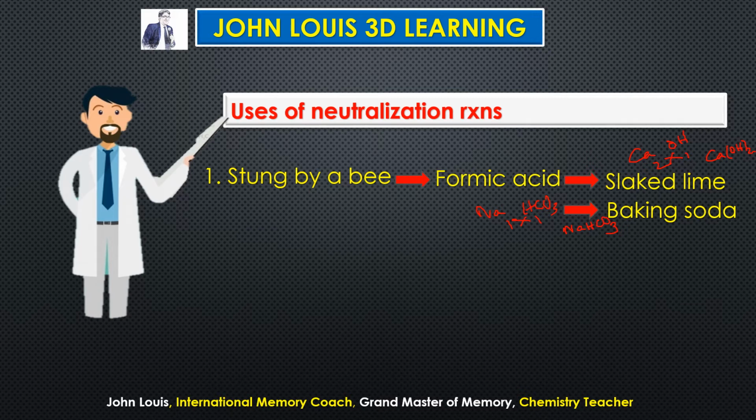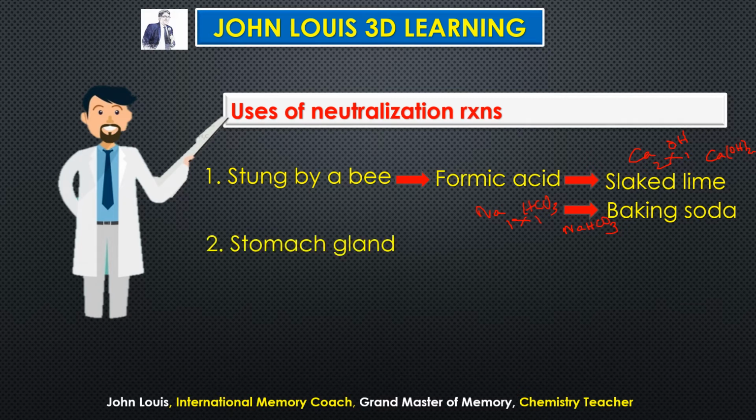Okay, so what is the acid injected when a bee stings? Formic acid is injected into our body. That is why it is itching. And what we do in order to cure that is apply or rub slaked lime. We are applying some base on it, such as slaked lime or baking soda.